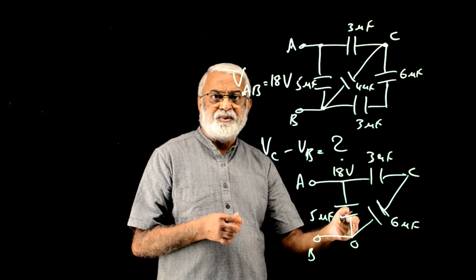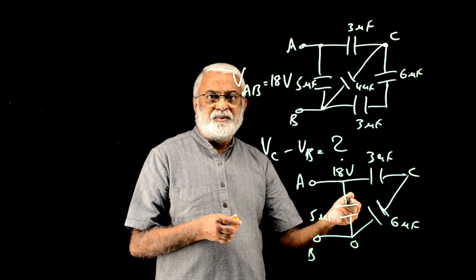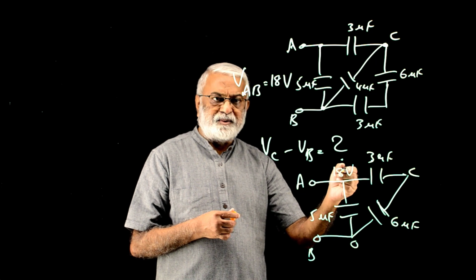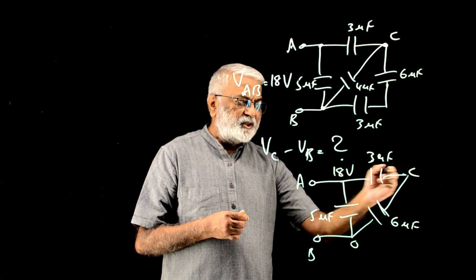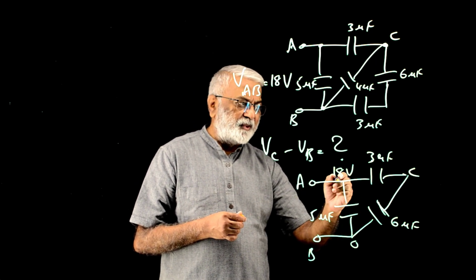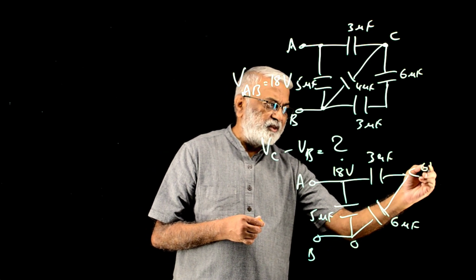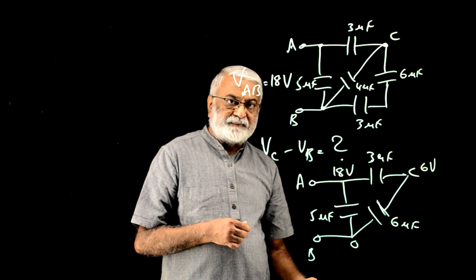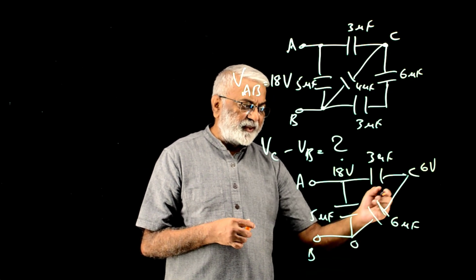Divide 18 in the ratio 2 is to 1. So 18 in the ratio 2 is to 1 is 2/3 part. 18 into 2 by 3, 12 volt. This potential difference is 12 volt. So if the potential difference is 12 volt, this will be 6 volt. And this, of course, 6 volt, that's what we can see here. This potential difference across 6 microfarad is 6 volt.